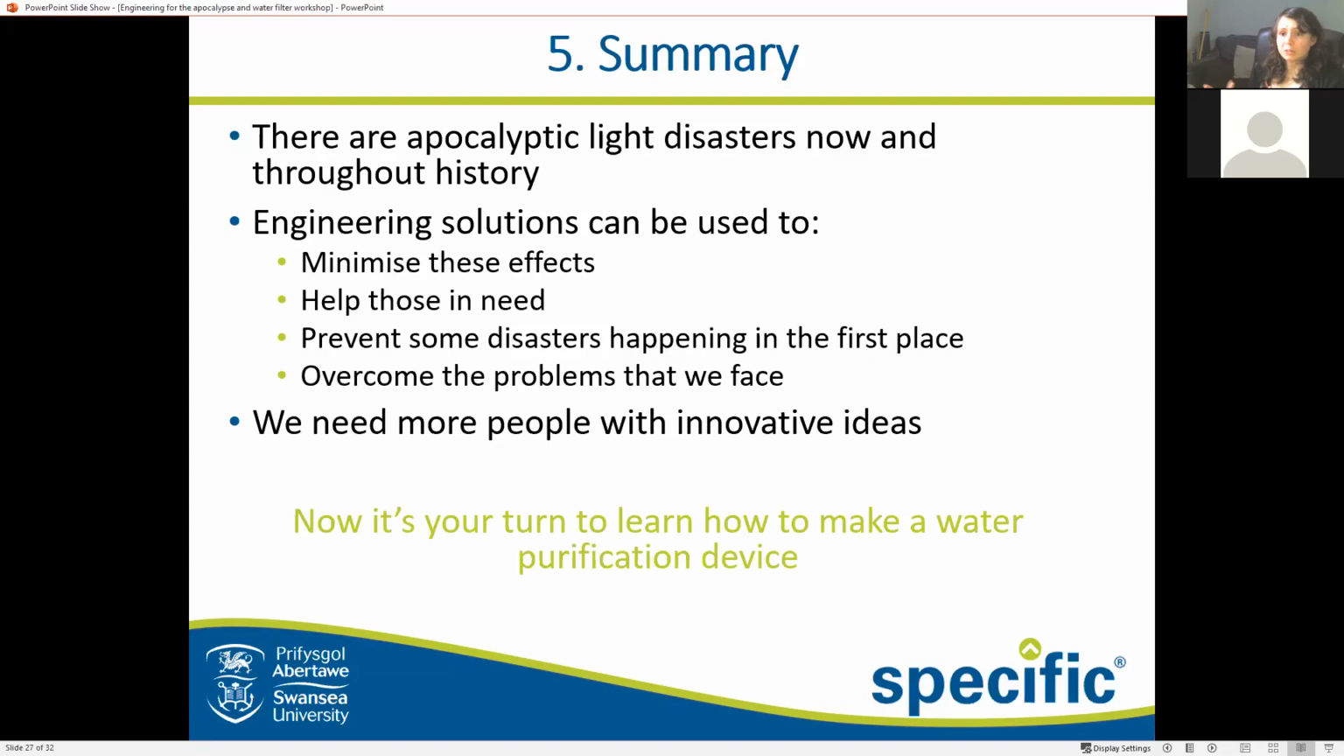If you were to come into this field, you would have the ability to really make a difference and to help those in need. And we need more innovations, we need more inspirations. So although we get some bleak times, hopefully it helps us to come together. So enough of that. Now it will be time for you to make your own device.